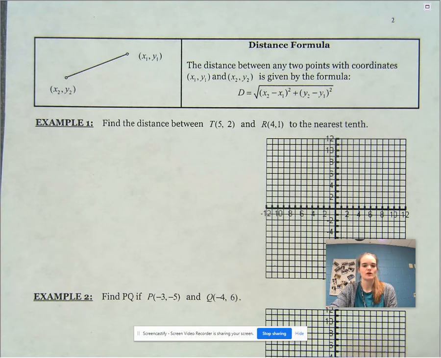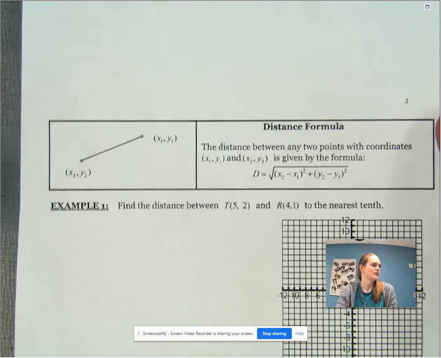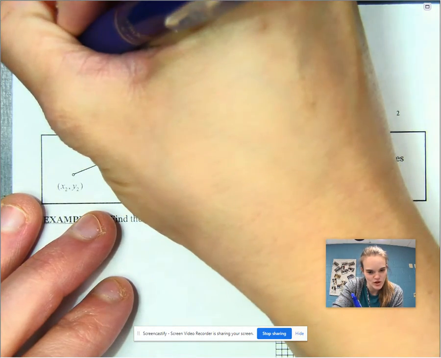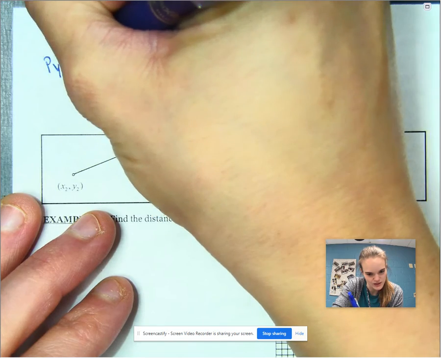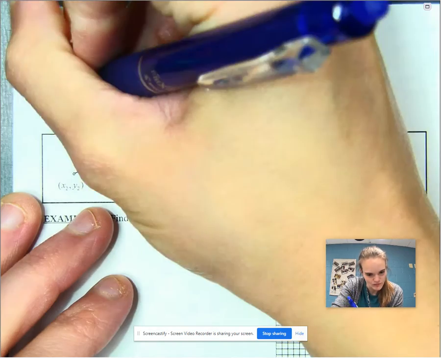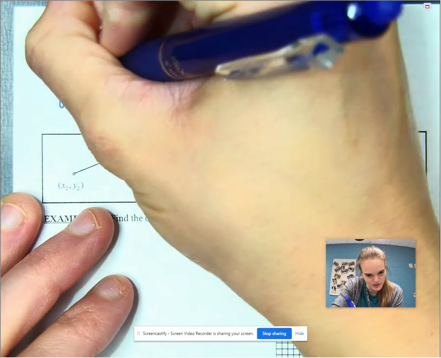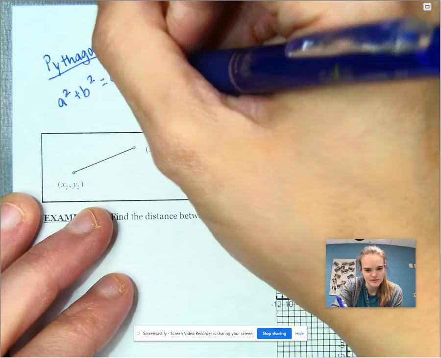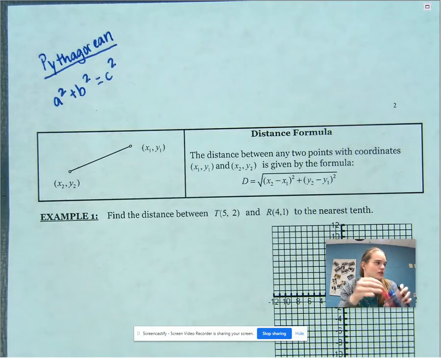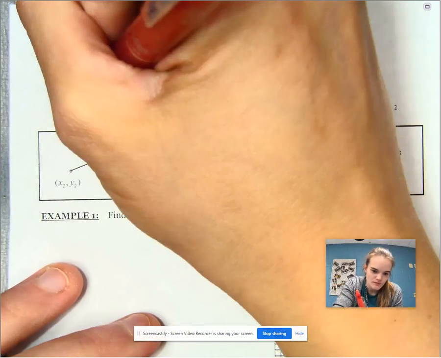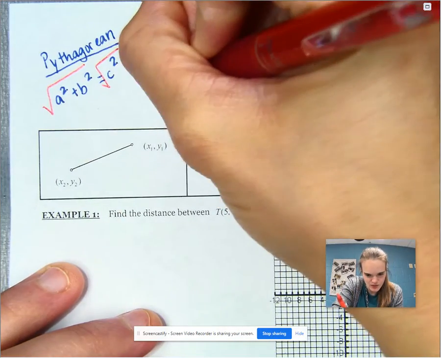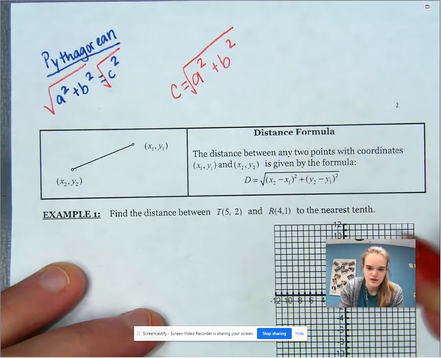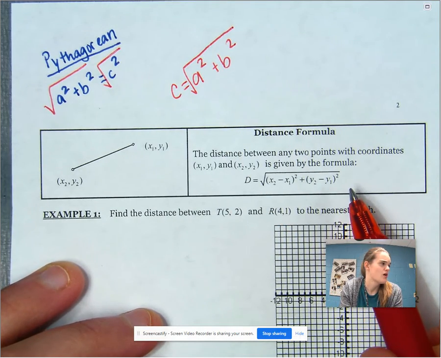the square root of (x2 minus x1) squared plus (y2 minus y1) squared. Here's why, and we're going to write this up at the top here. Here's how the Pythagorean theorem is related. The Pythagorean theorem, as you know, because we talked about it on Friday, is a squared plus b squared equals c squared. Well, it can also be written by taking the square root, as c equals the square root of a squared plus b squared. This and the distance formula are similar.